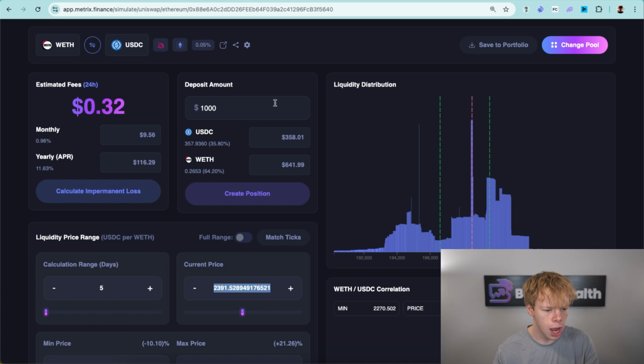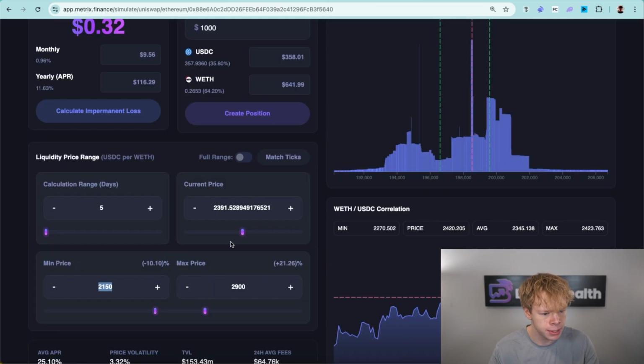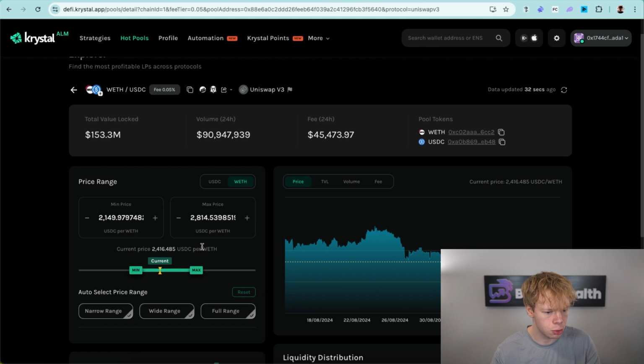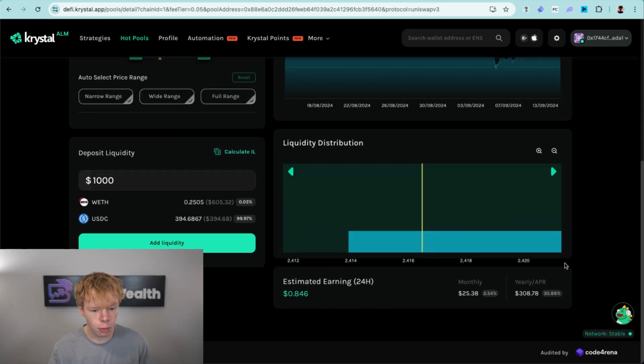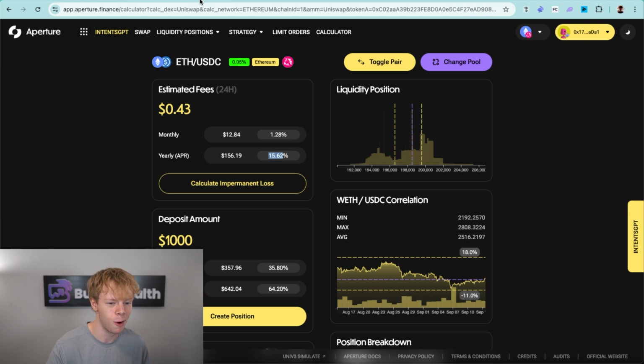We're basically just going to go ahead and plot our range because they do not give us the functionality to adjust the current price. So we'll copy 2150 to 2900 right in here. It's automatically going to find the closest tick, and it's simulating that we are expected to earn roughly a 31% APR. So as you can see, we got very different numbers over on Krystal than we do over on Metrix, than we do over on Aperture.